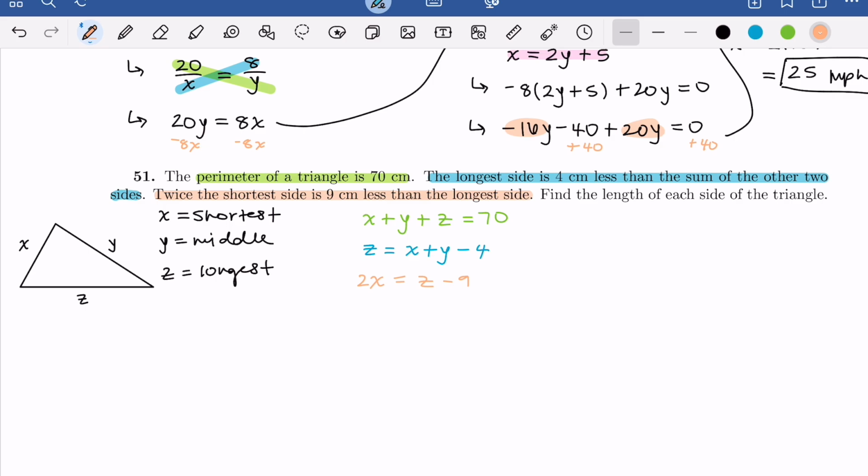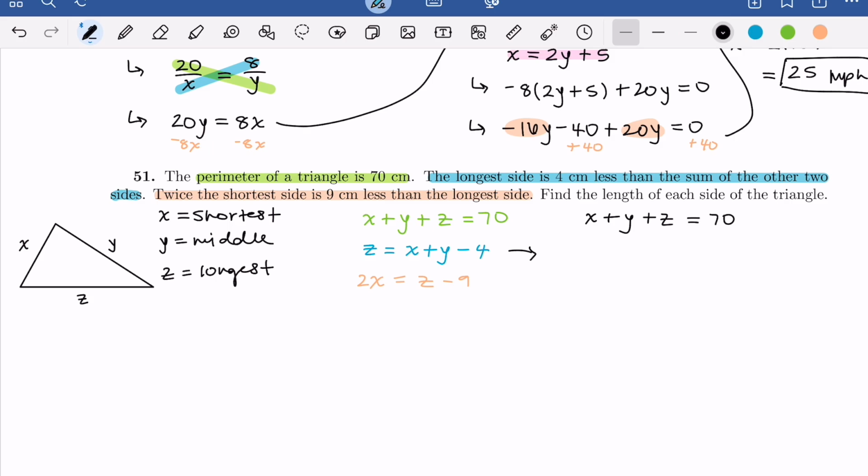Now what we're going to do is write these in standard form. Let's see if we can easily use elimination in this case. So our first equation is already in standard form here. Now for our second equation, to write this in standard form, all of our variable terms need to be on one side and our constant term on the other. So what we'll do in this case is subtract z from both sides of this equation and add 4 to both sides.